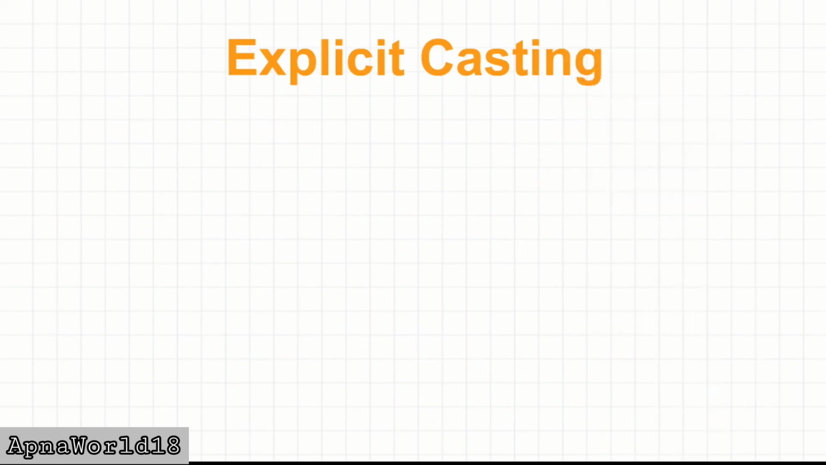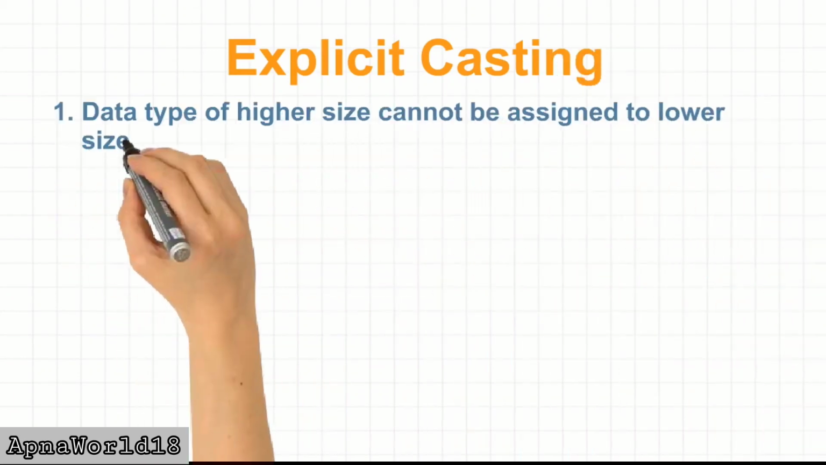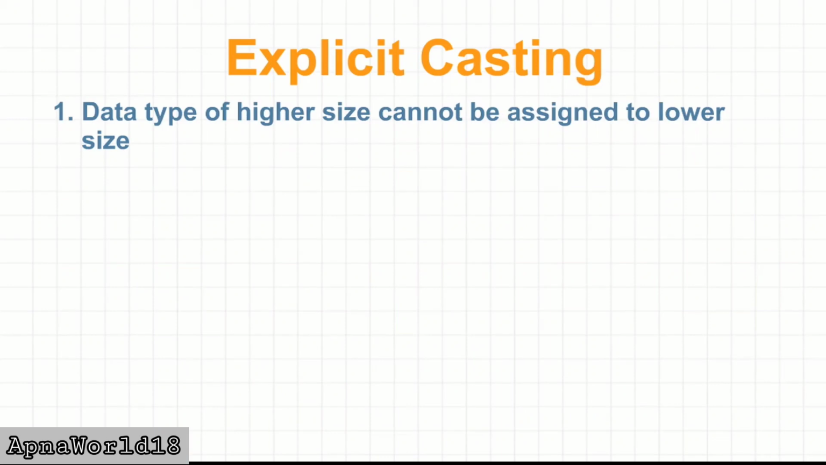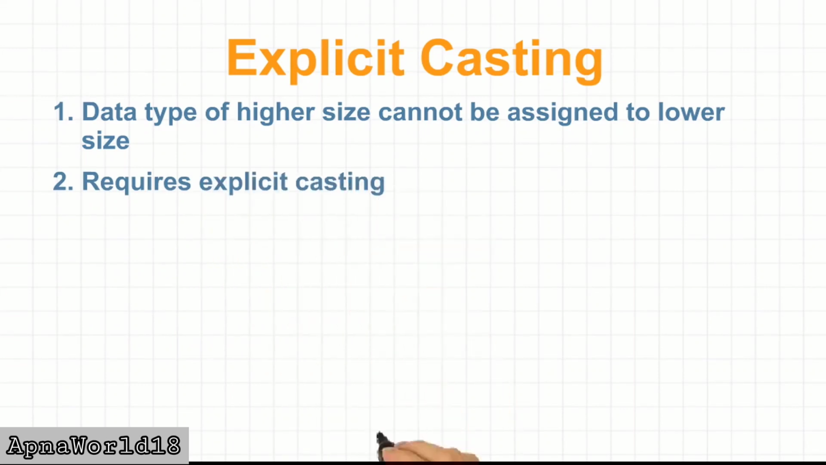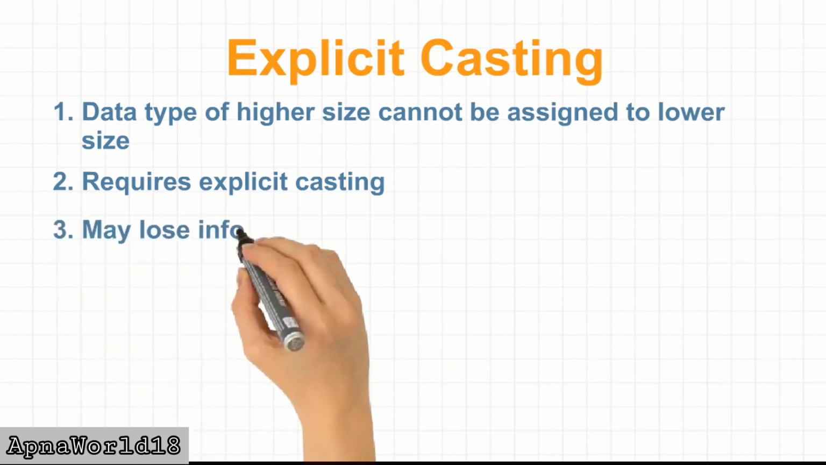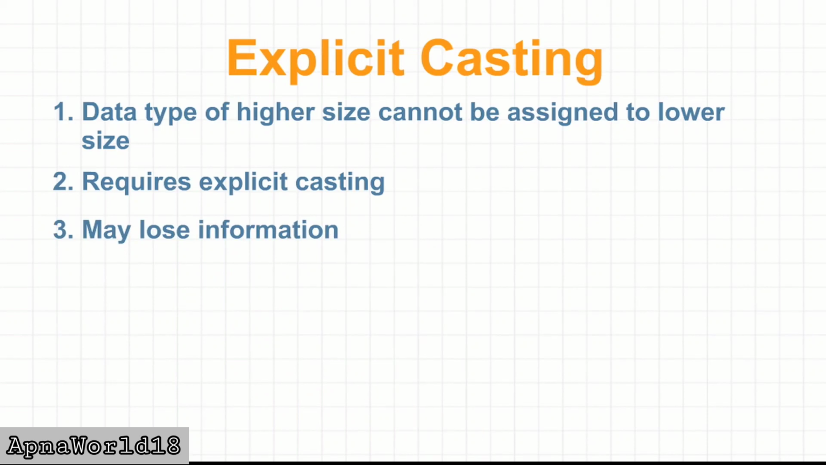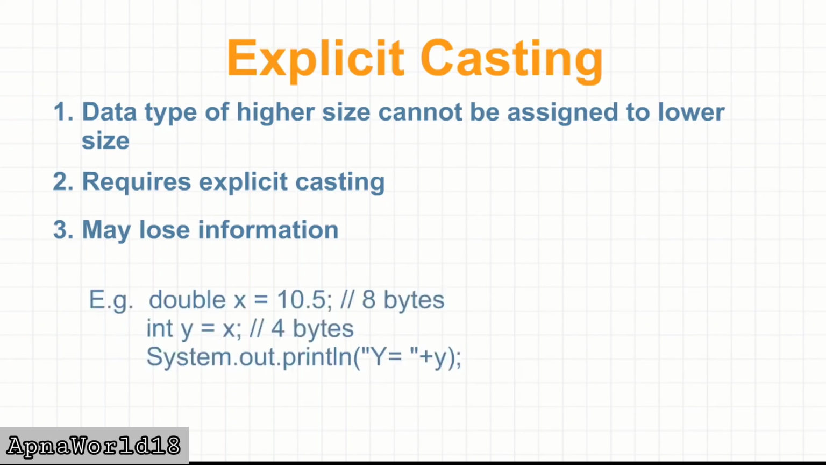A data type of higher size, meaning occupying more memory, cannot be assigned to a data type of lower size. This is not done implicitly by the JVM and requires explicit casting, a casting operation to be performed by the programmer to verify that the higher size is narrowed to lower size. A narrowing primitive conversion may lose information about the overall magnitude of a numeric value and may also lose precision and range. So here in this example, we have a double value of 10.5 which takes 8 bytes.